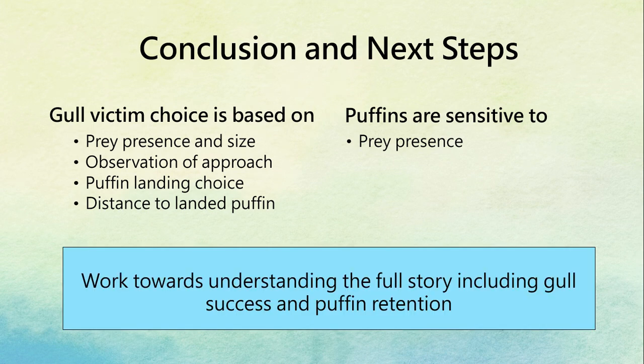And finally, I'm going to try to work towards understanding the full story, which includes pulling into the story information about gull success and puffin retention, and if there were any strategies that changed either of these. Spoiler alert, there are none, because I have to take into account individual ID for my gulls, which makes my sample size a lot smaller, and can't use the normal stats, and it's a long story, but essentially there's really nothing that impacts the gull success and puffin retention.